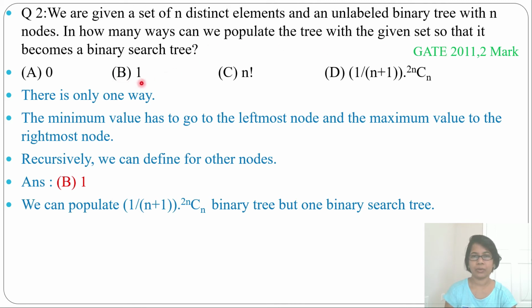If n nodes are given and here distinct elements are given. Suppose it is not distinct, then there may be more than one tree. But here n distinct elements are given. So whenever there are distinct elements, there is just one way we can create a binary search tree. The first node will be the root, the rest of the nodes will just be compared with the parent, and according to whether it's less than or greater than, we'll just insert. So the answer is 1.